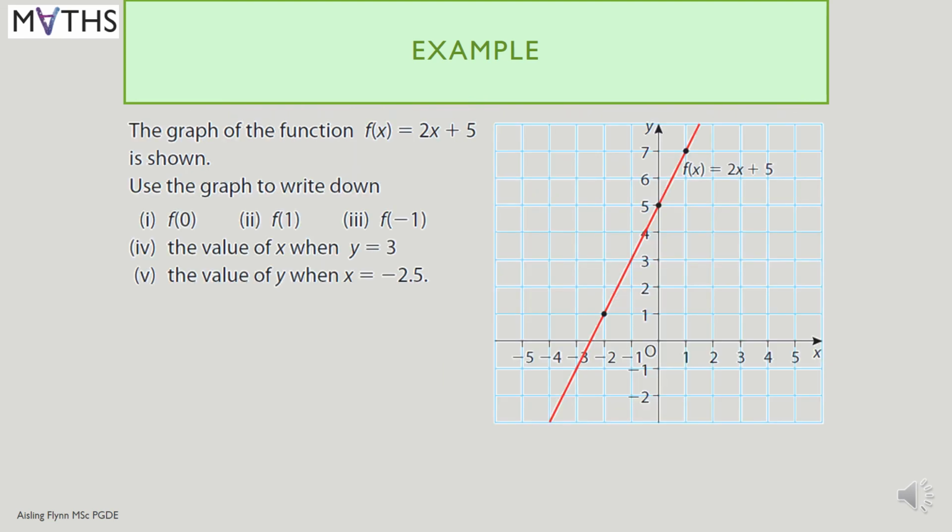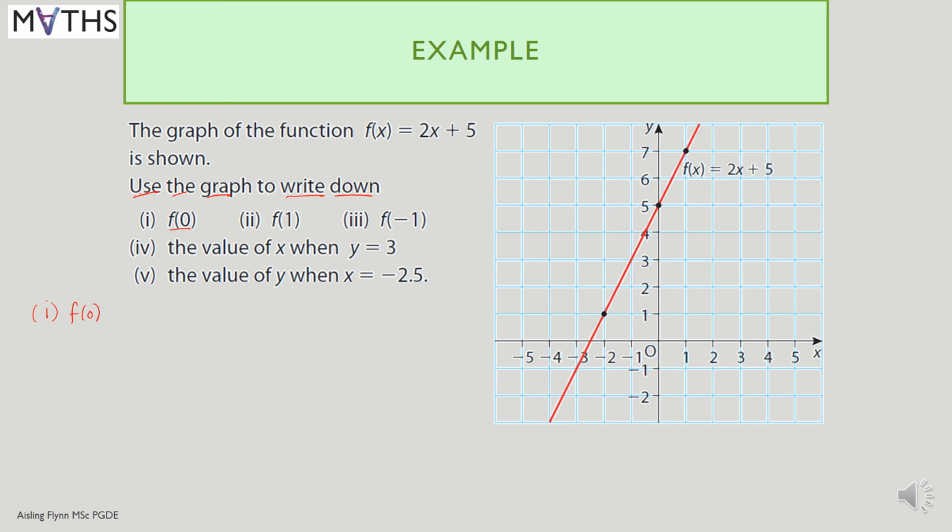And here's another example. This time the graph is drawn for us. The graph of the function f of x equals 2x plus 5 is shown. Use the graph to write down. When a question says write down, it means they don't want you to go off and do lots of algebra to find the answer. And the first part is f of 0.